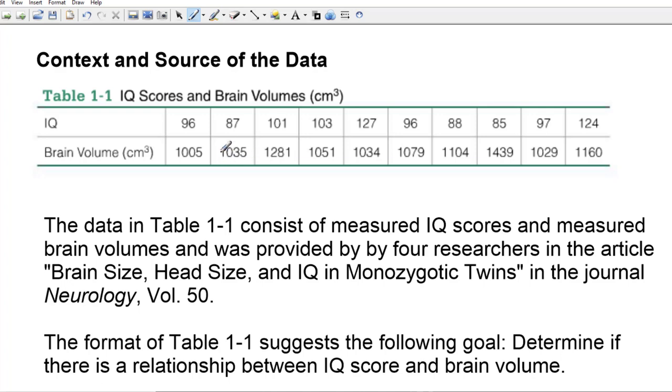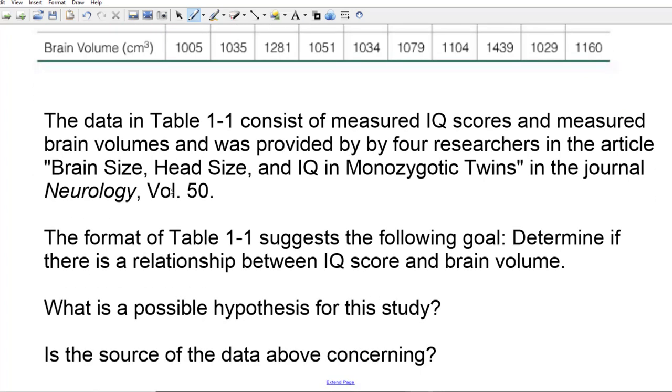So if we see the IQ score here is 96 to 1005, 87 to 1035 is the IQ. This one is higher than that one, but it's low. But now we're getting into 1281, and it's 101. 103 is 1051, which is close to that 1035. So 1079, 1104, 1439, and then there's their IQ. So the brain volume seems to be kind of all over the place.